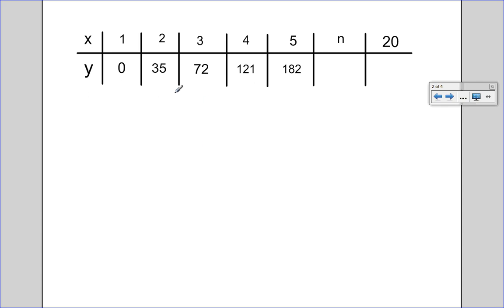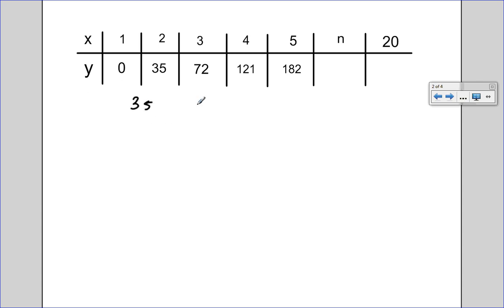All right, let's give it a try. My difference from 35 to 72, well, that's going to be a big number, 37. Well, this is just to make sure it's not linear. So 72 to 121, 49, so you can already see that this is not going to be linear. So let's go ahead and take those numbers and factor them down.